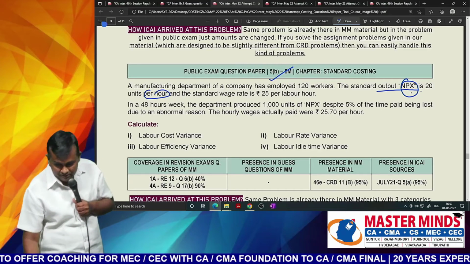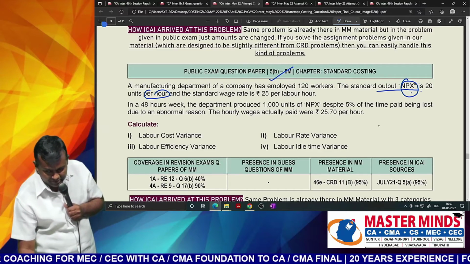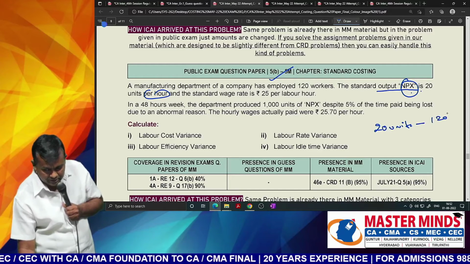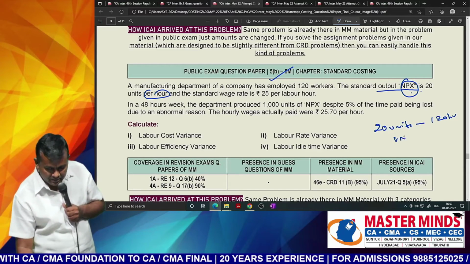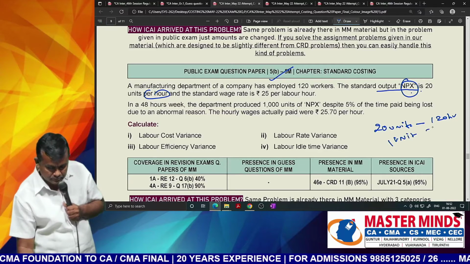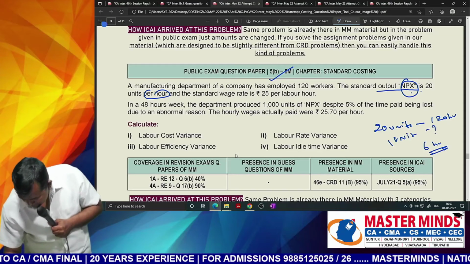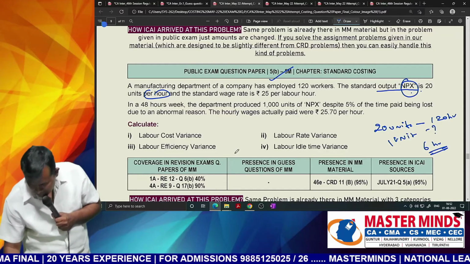So the time allowed for 20 units equals 120 hours. Therefore 1 unit allowed time equals 6 hours.